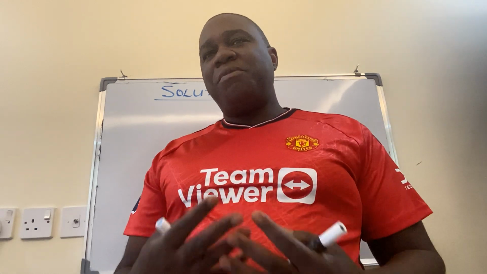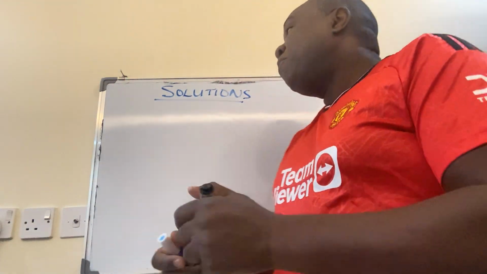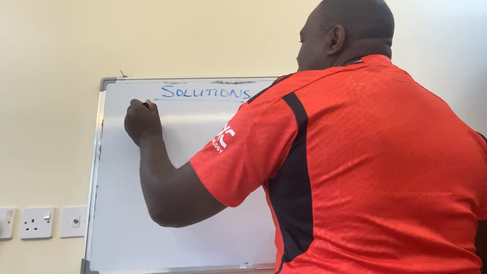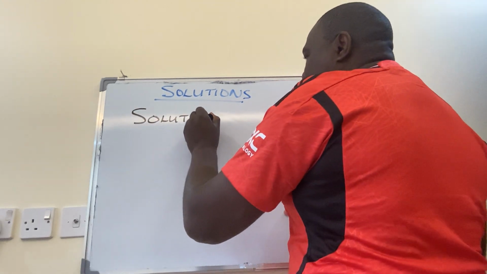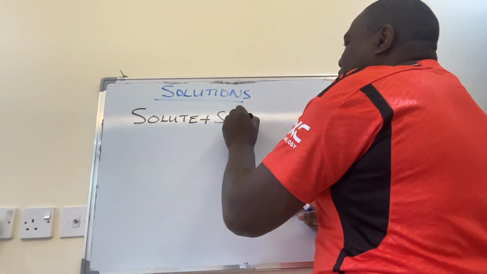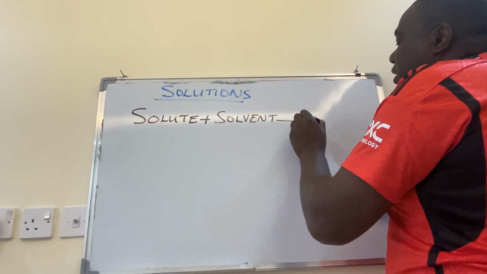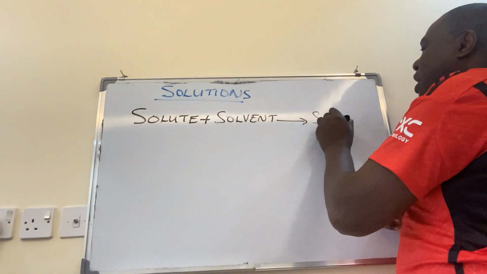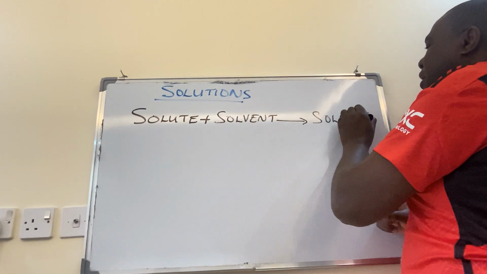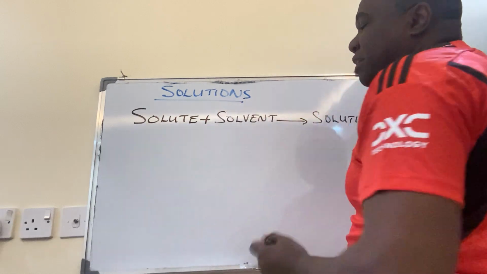Basically, for us to form a solution in chemistry, we need two things, all right? We need the solid, okay? And we are going to add our solid to a solvent. And we can put an arrow here that in most cases, for us to form a solution, we are going to have a solution as a product of the solid and the solvent mixed together.